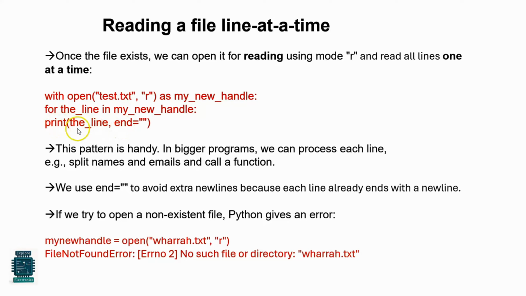This command prints the current line to the console. The end argument is used to prevent the print function from adding an extra new line character, since each line read from the file already contains one. This pattern is handy, which means very useful and convenient. In bigger programs, we can process each line. For example, split the names and emails and call a function, which is very big, and we have to process each line separately. Clear?